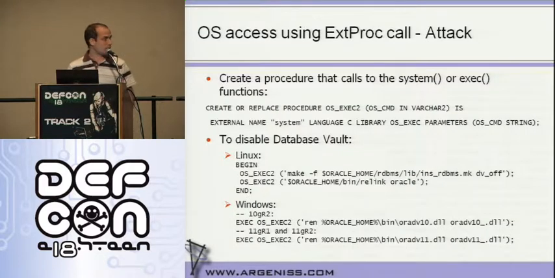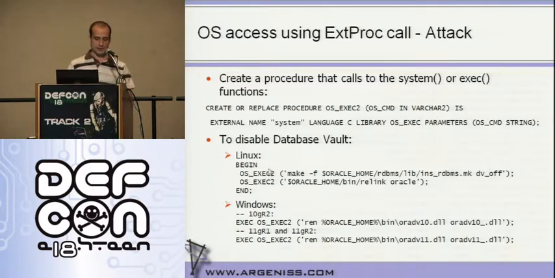After we create the library object, we have to create the procedure that points to an exported function in that library. So here I create a procedure that points to the system function. And now I can use this OS-exec2 stored procedure inside a PL/SQL program to execute the operating system command I pass as a parameter. So after I execute these create library and create procedure statements, I can execute operating system commands as the Oracle user or system authority in Windows.